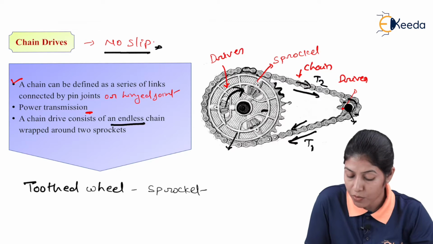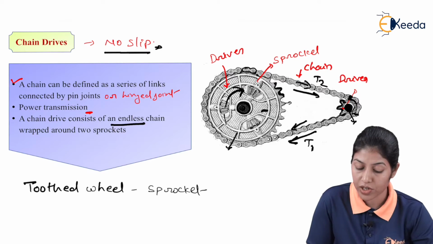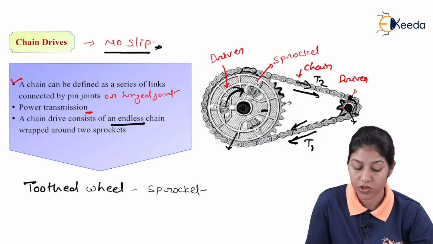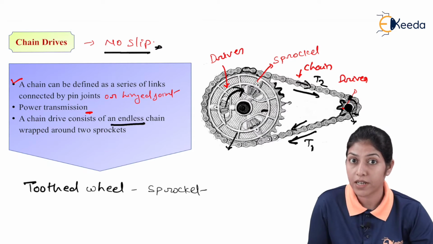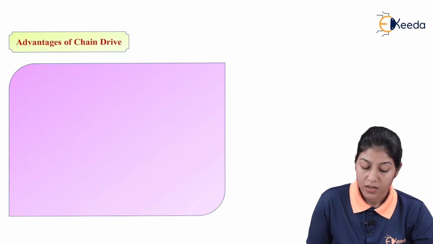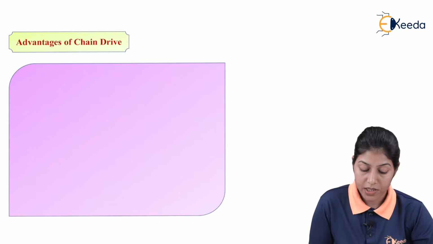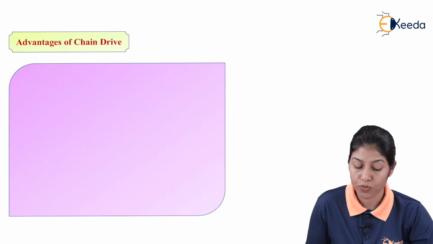At this particular point also we consider a firm grip because of the toothed surface of the sprocket, which is attached with the recess provided in the chain. So this is the construction detail of the chain as well as the working of the chain, and this chain is not used for longer center distance. Now let us see the advantages of this chain drive over V-belt drive, flat belt drive as well as rope drive.